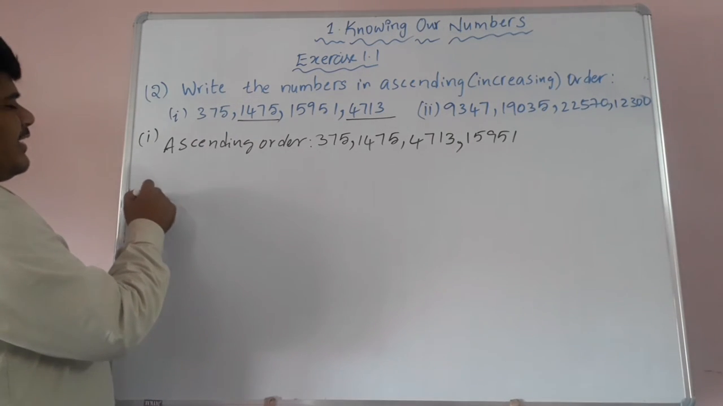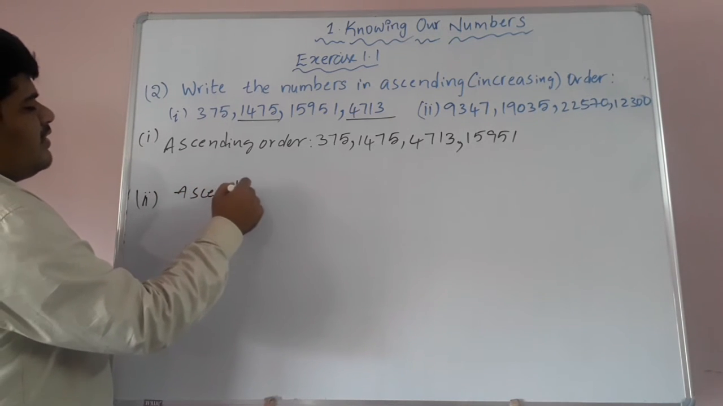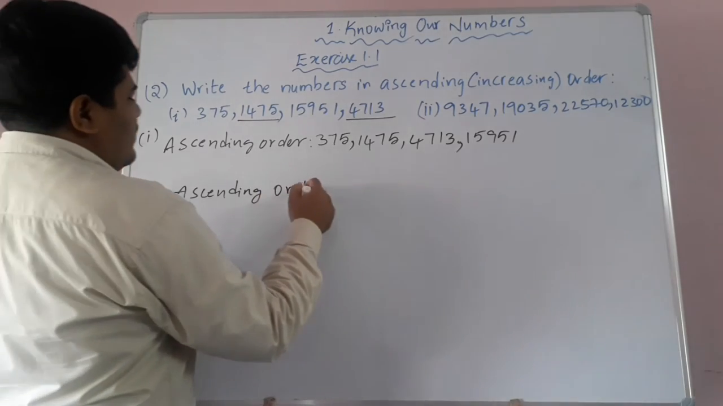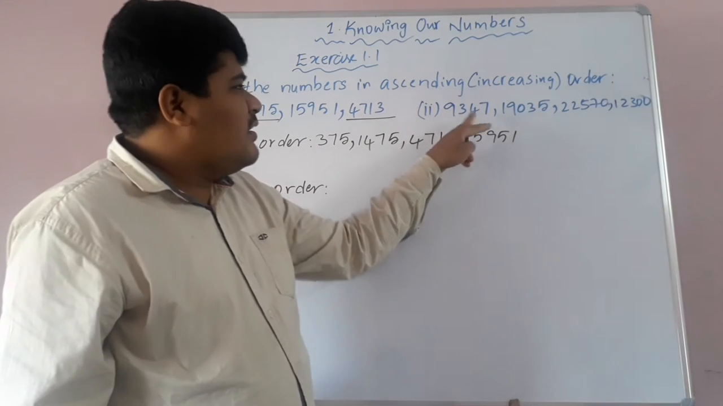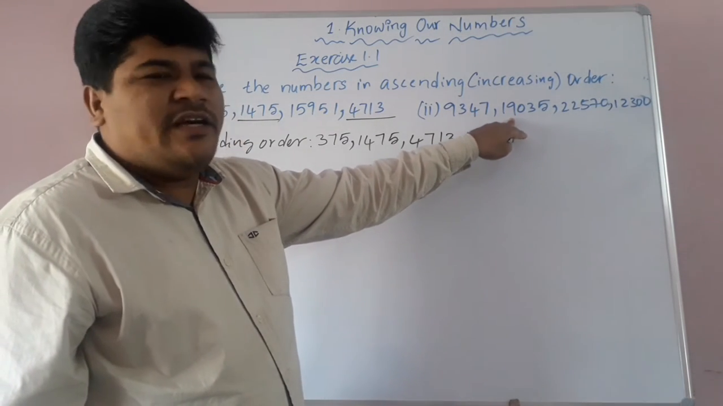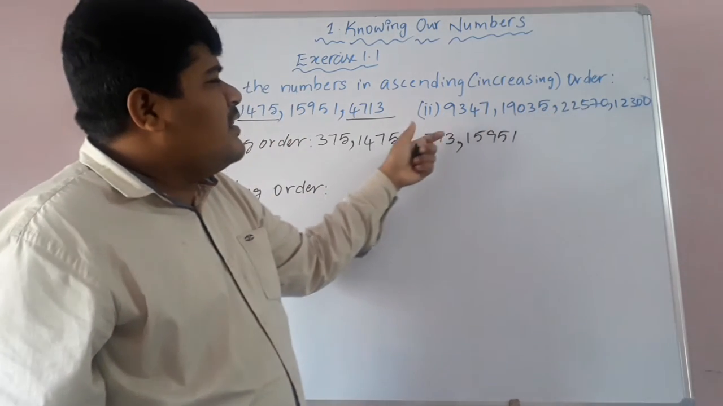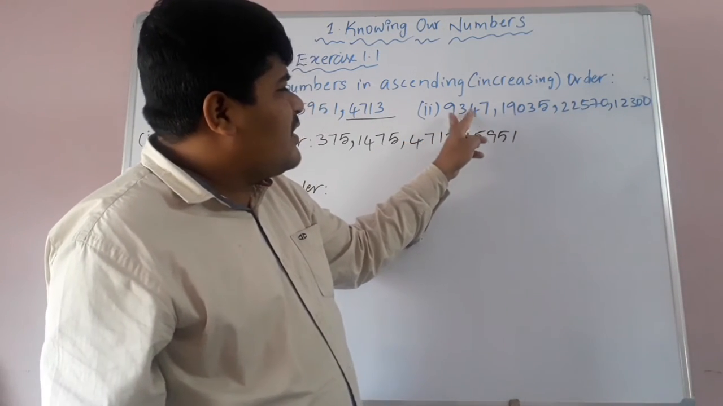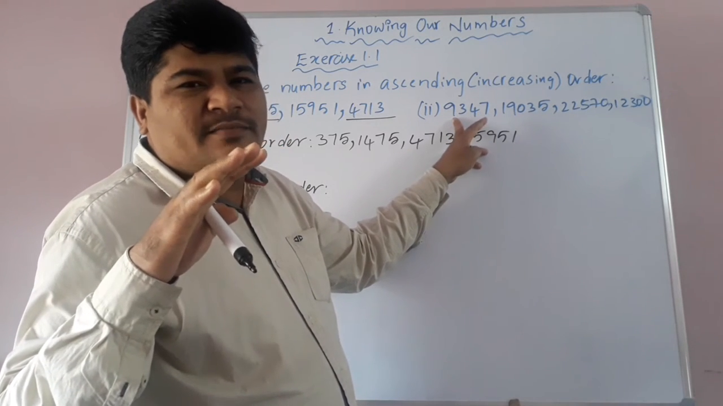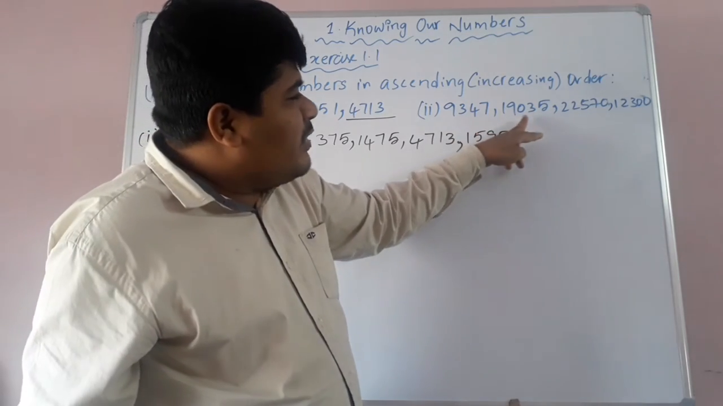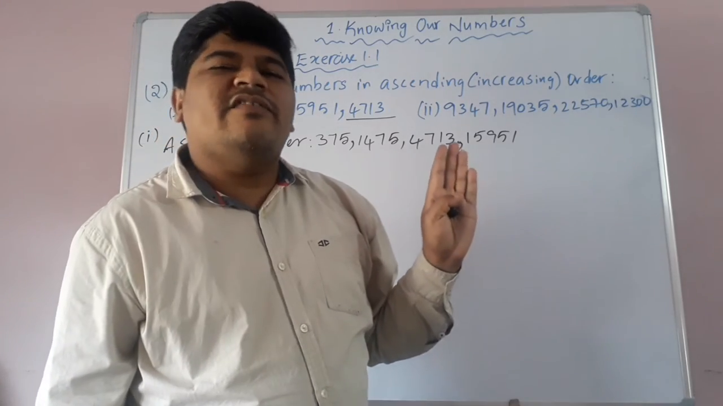Now children, let's see the second problem. So what is the second problem? For that we need to write ascending order. What are the numbers, children? 9,347, 19,035, 22,570, 12,300. If you compare all these numbers, children, 9,347 has fewer digits, only 4 digits. Okay, the remaining numbers all have 5 digits, children.